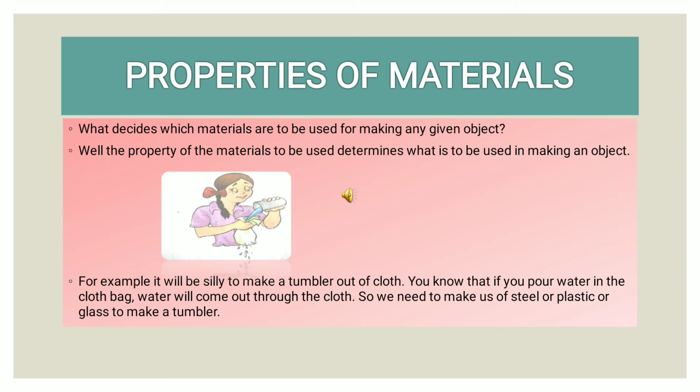Properties of materials. Now what decides which material is to be used for a particular object? Well, the property of the material is used to determine what is to be used. For example, you can see in this figure, the girl is trying to pour some water in a cloth bag, but it is coming out. So, definitely we cannot have a cloth bag to contain water. Instead, we can make use of steel, plastic or glass to make a tumbler.